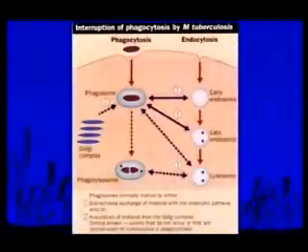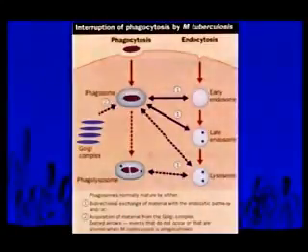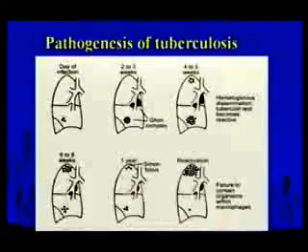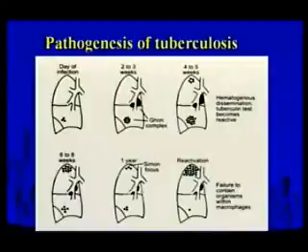And the organism's strategy is to interrupt intracellular killing. This is the phagosome, phagolysosome, and the idea is that MTB is able to interrupt the process of intracellular killing and thus survive in the phagolysosome inside of macrophages more or less indefinitely. We'll get back to some implications of that.